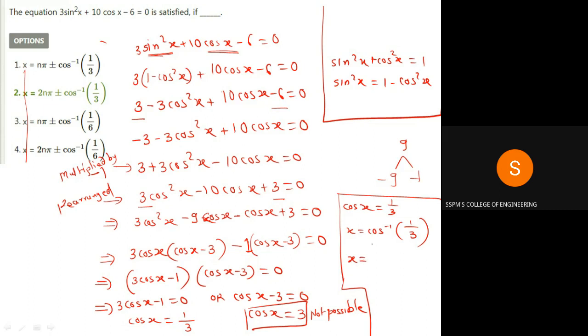Again, as I said earlier, cos is a periodic function of 2 pi. So it is 2n pi plus minus cos inverse of 1 by 3. You cannot write simply cos inverse of 1 by 3. That is x is equal to 2n pi plus minus cos inverse 1 by 3. That is the proper value. The second option is the correct option here. Okay. Next example.